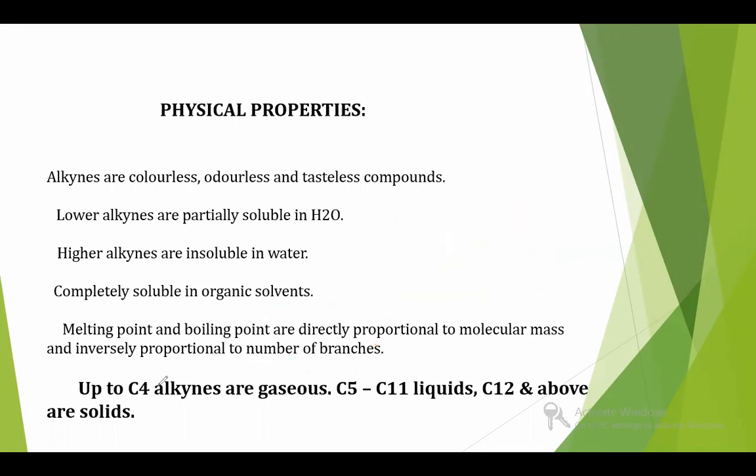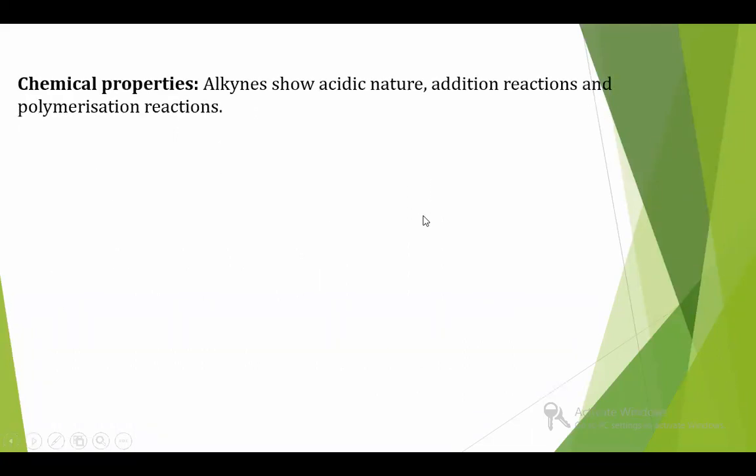Up to carbon number 4, alkynes are gaseous. C5 to C11 are liquids and C12 and above are solids. Okay, till carbon number 4, alkynes are gaseous, C5 to C11 are liquids and C12 and above are solids. These are the physical properties of alkynes. Next, after that, we'll see chemical properties.